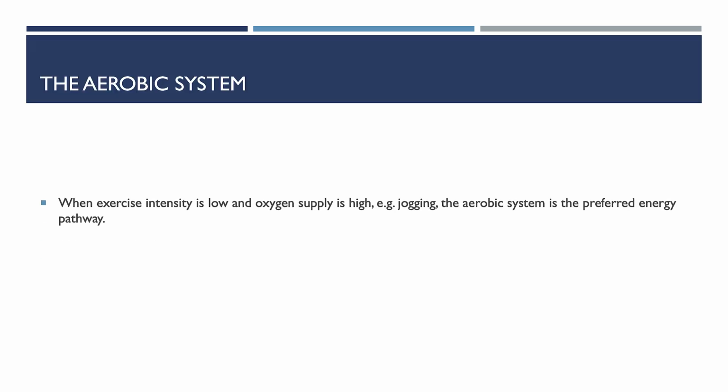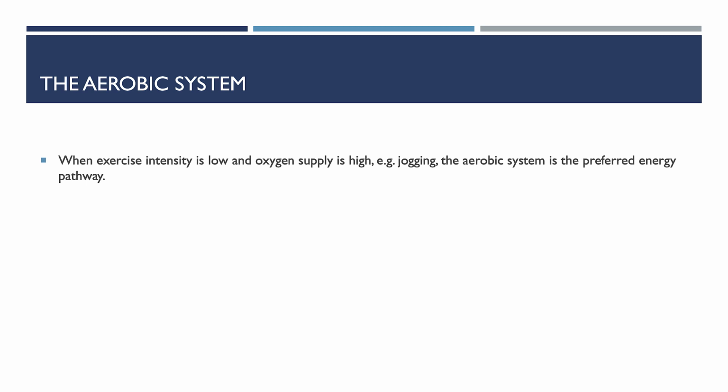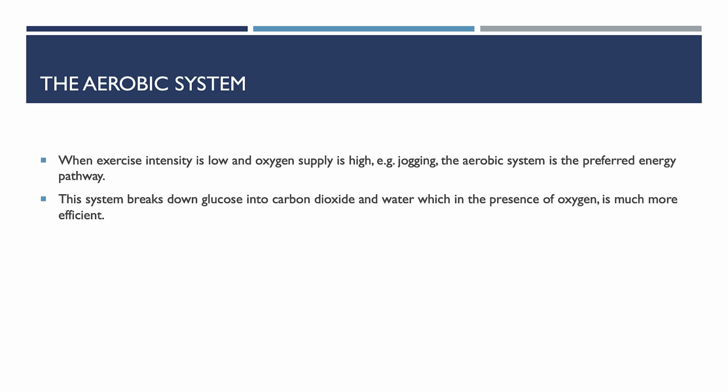The aerobic system. When exercise intensity is low and oxygen supply is high, e.g. jogging, the aerobic system is the preferred energy pathway. The system breaks down glucose into carbon dioxide and water, which in the presence of oxygen is much more efficient. The complete oxidation of glucose can produce up to 38 molecules of ATP. If you remember, the other 2 create 1 or 2, so this one creates 38 molecules of ATP.